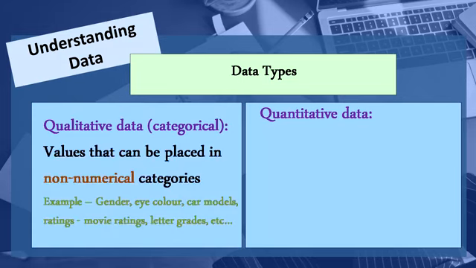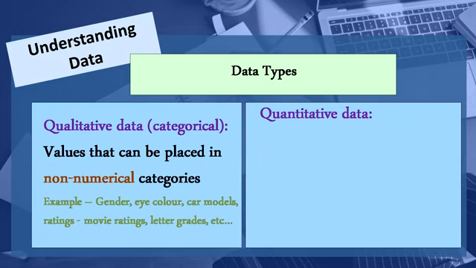Qualitative data comes from any area which has non-numerical categories. The categories are defined in terms of characteristics. You can define certain characteristics based on which data can be divided. The simplest examples are gender, eye color, car models, ratings, movie ratings, and letter grades given for exams. These are classifications of data based on characteristics.